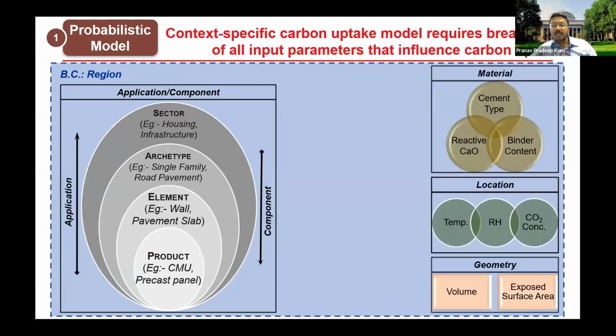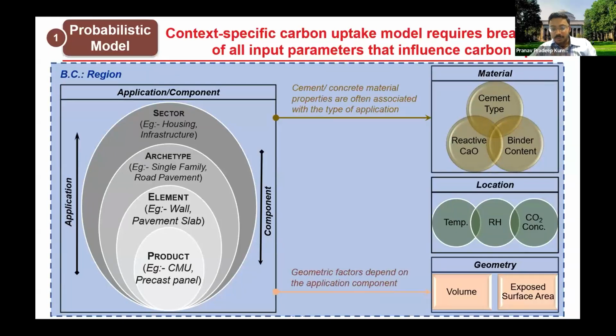So the factors affecting the carbon uptake can broadly be divided into three categories: material, location or environmental factors, and geometric factors. And this breakdown in application is significant for carbon uptake calculation because the type of application or the component influences the geometric factors as well as the cement or the concrete material properties. And the maximum carbon uptake that is possible is dependent on the material type, while the carbonation characteristics such as the rate of carbonation or the degree of carbonation are influenced by both the material as well as the location-specific climate factors, such as carbon dioxide concentration, temperature, and relative humidity.